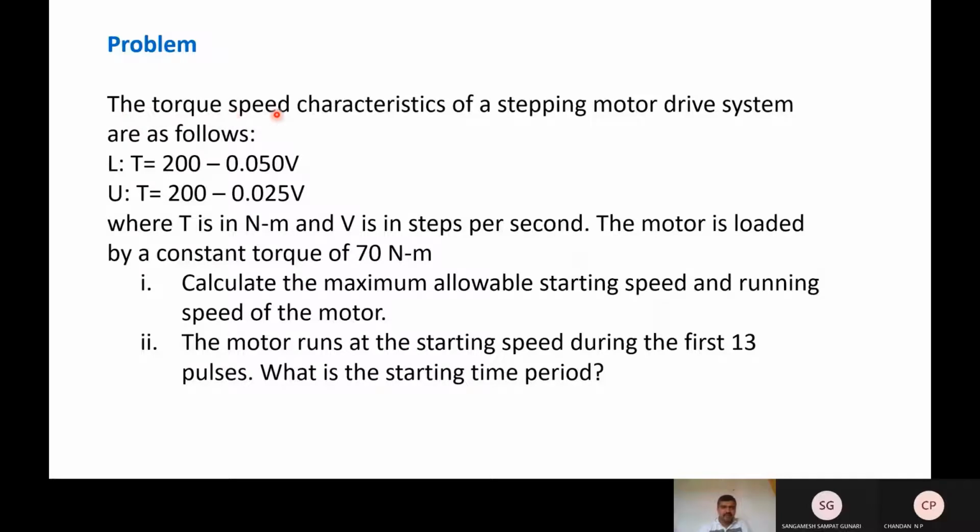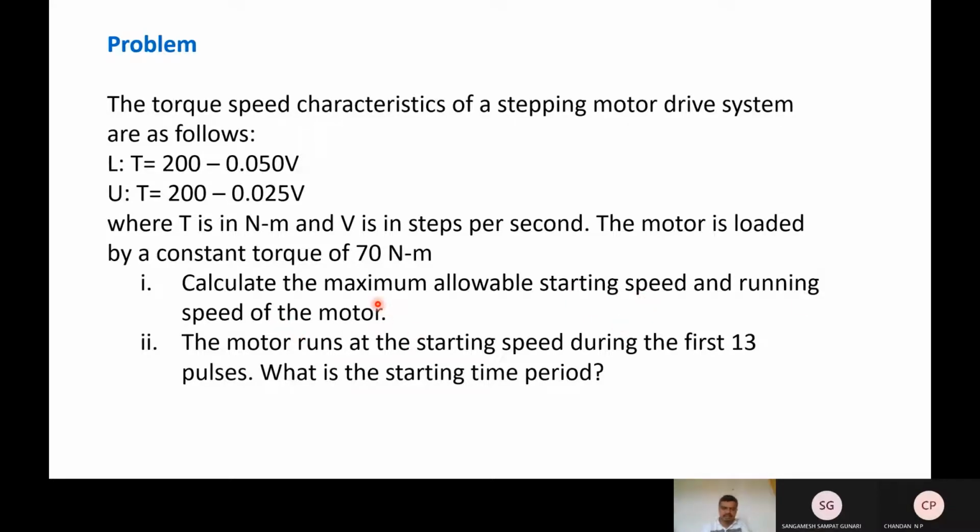The torque speed characteristics of a stepping motor drive system are as follows. The lower curve L is given by this equation: torque is equal to 200 minus 0.050 V. Upper curve is given by this equation: T is equal to 200 minus 0.025 V, where T is in Newton meter and V, that is speed, is in steps per second. The motor is loaded by a constant torque of 70 Newton meter. Calculate the maximum allowable starting speed and running speed of the motor.